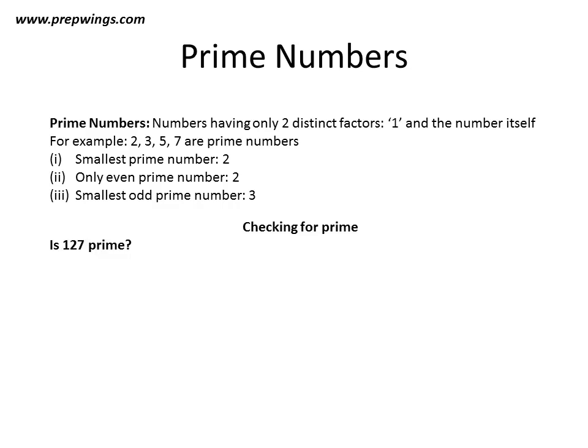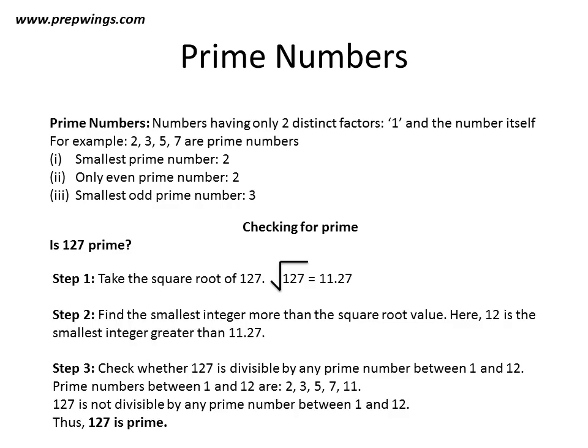So now, how to check for prime numbers? Here we have a question: is 127 a prime number or not? So how do we check whether 127 is prime? Basically, we follow three steps. In step 1 we take the square root of 127. The square root of 127 is 11.27.